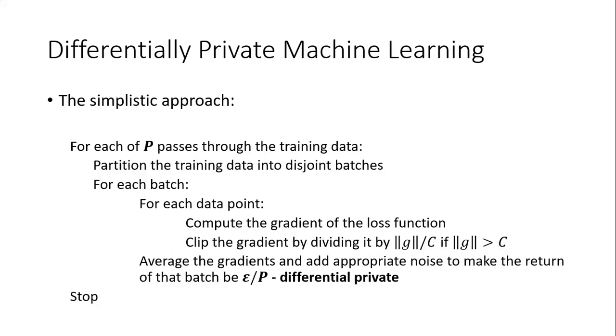And once you clip the gradients, then you average all the gradients for that batch, and you add noise with a high enough standard deviation to make that batch epsilon over p differentially private. And then because you do that p times, that adds up to an epsilon differentially private algorithm.